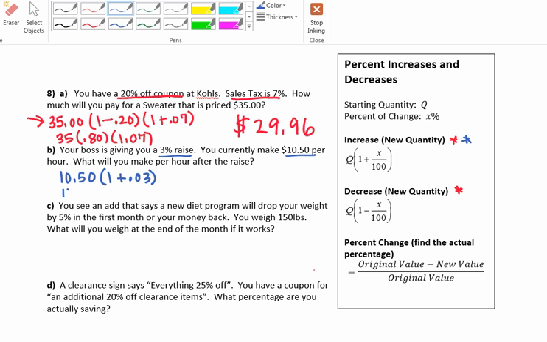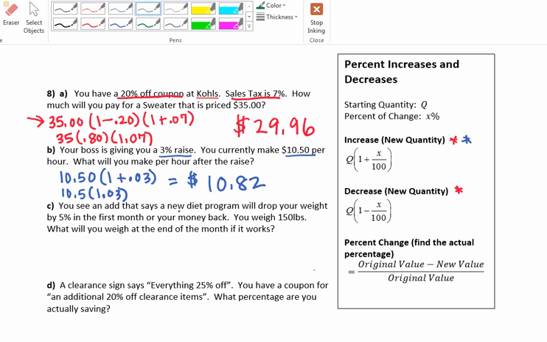If you want to make it a little easier on your calculator, you can turn that into 10.5 times 1.03. But you could also type this in just as it stands, 10.50 times parentheses, 1 plus 0.03, close parentheses. All right, in my calculator, I end up with a final answer of $10.82, rounded to the nearest cent there. So that's not real impressive, but it is something.